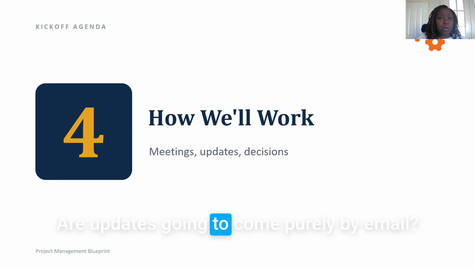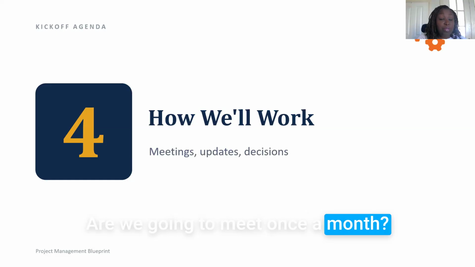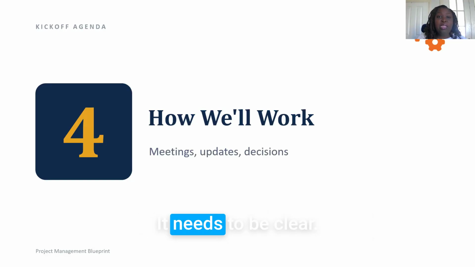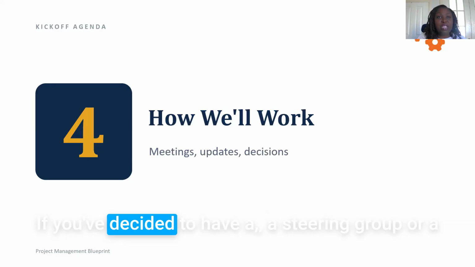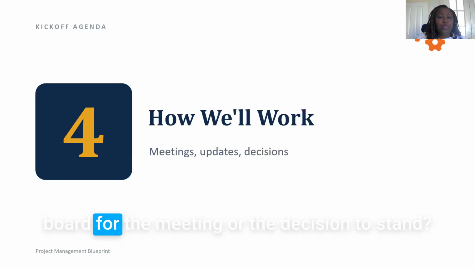Are updates going to come purely by email? Are we going to meet only once a week? Once a month? Are we having daily stand-ups? It needs to be clear. If you've decided to have a steering group, a project board, then who needs to be at that project board for the meeting or the decision to stand?